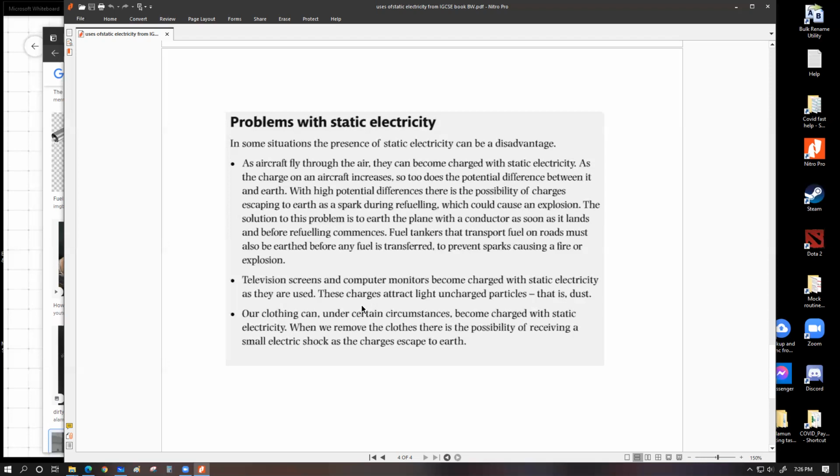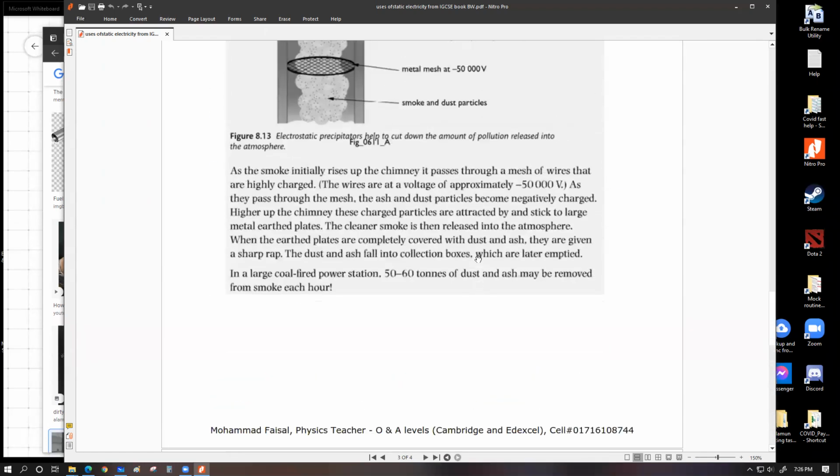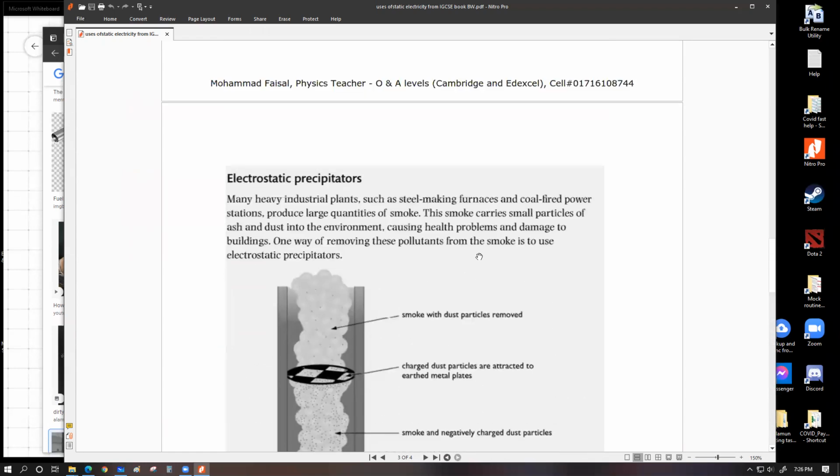Yes, sir. So that's pretty much it for the static electricity chapter, and it took almost 2 full classes, which I didn't expect it to, but I tried to go at length.